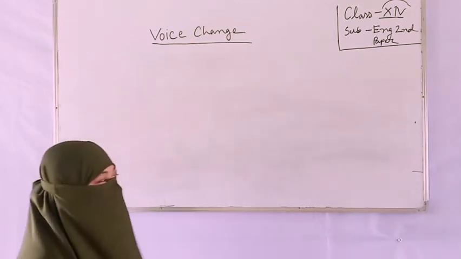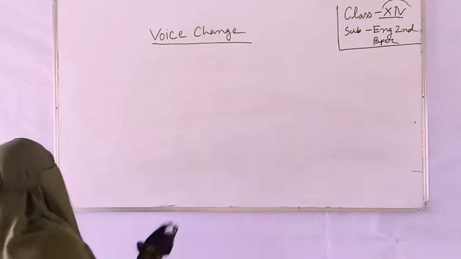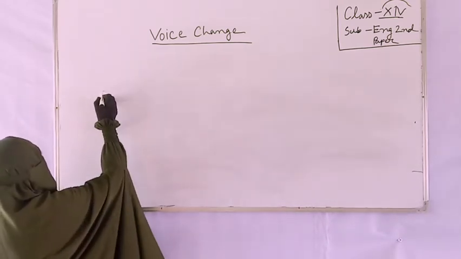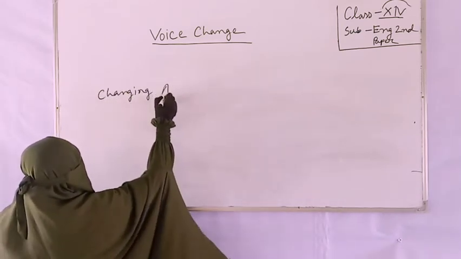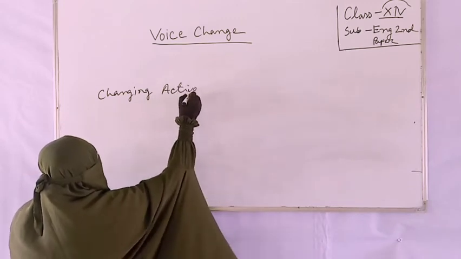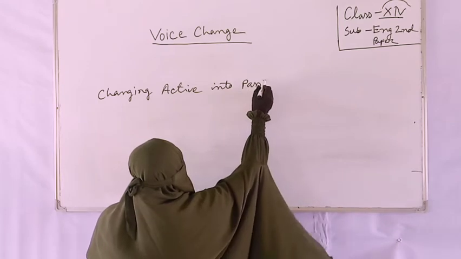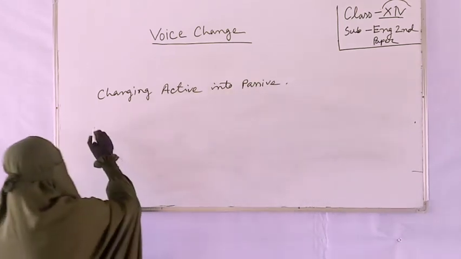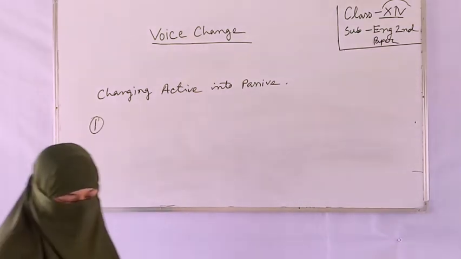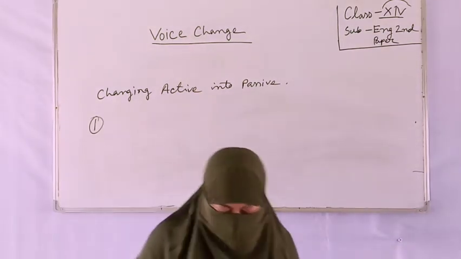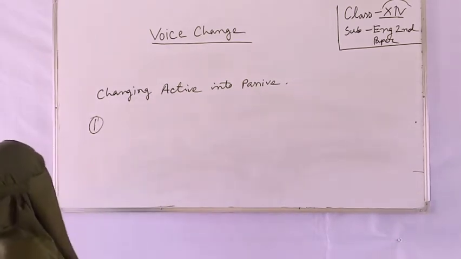Then we come to the rules for changing active voice into passive. Number 1. The object of the verb in the active voice becomes the subject of the verb in the passive voice.